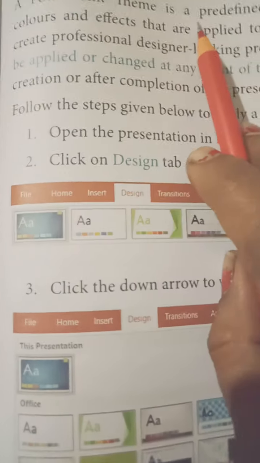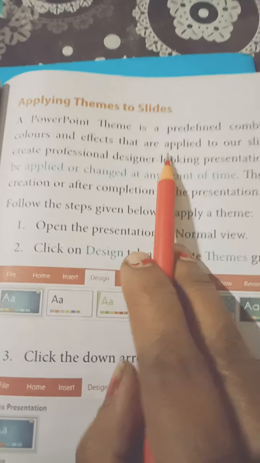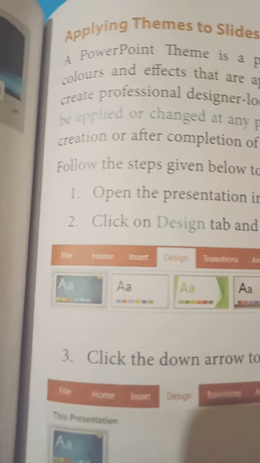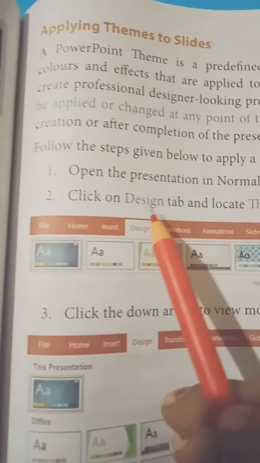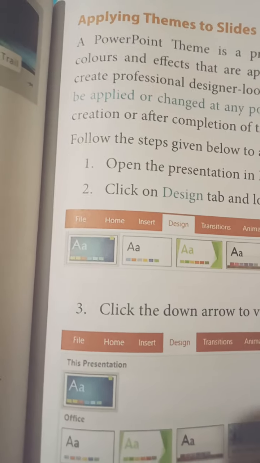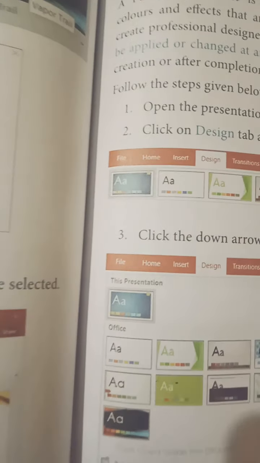See, what are themes? A theme, in a PowerPoint presentation, is a predefined combination of font, background, color and effect that are applied to our slide. This is a theme. Now see, where is the theme available? It is present in the normal view. When we click on the Design tab, we will find the Theme group. So if a question comes, where is the Theme group available? It is available in the Design tab. From here you can select any of the desired themes and apply it to your presentation.